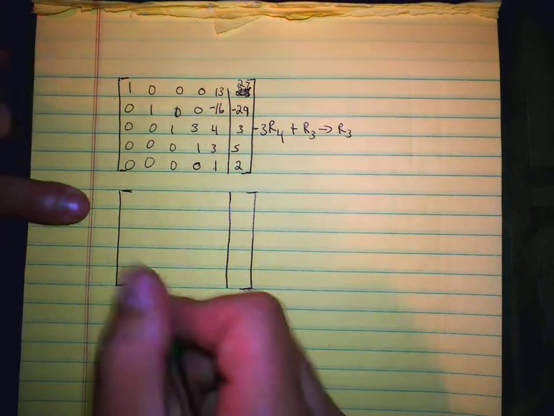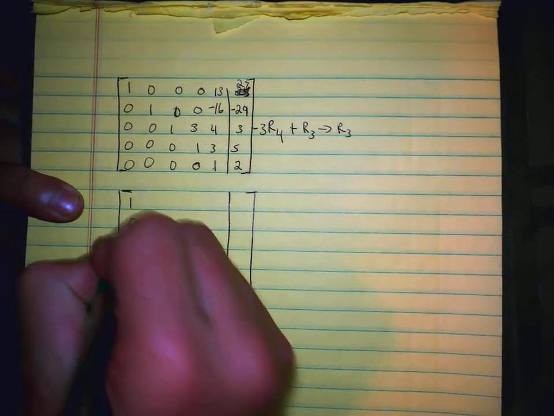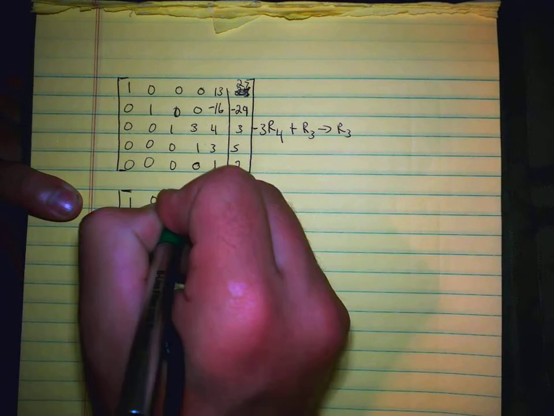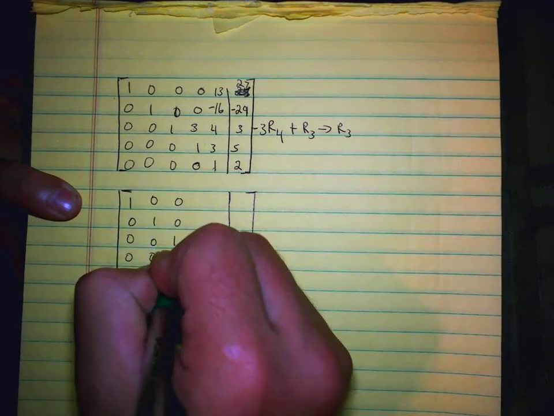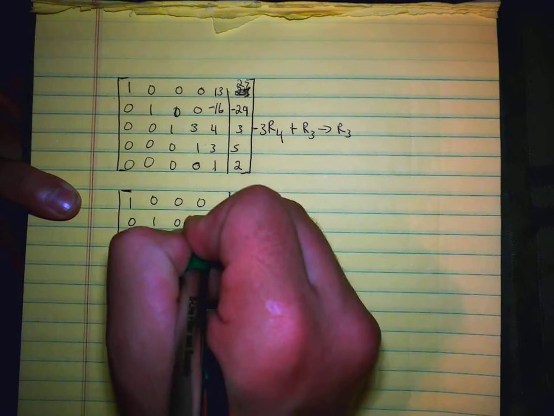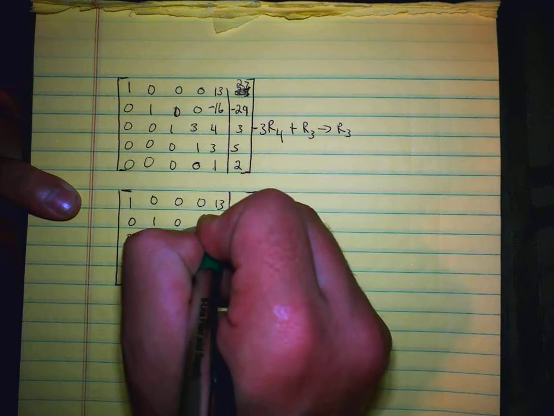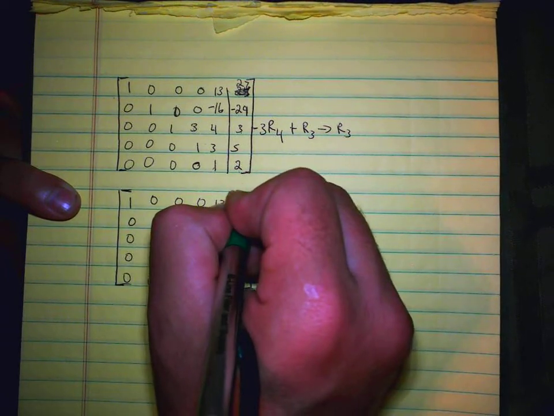Okay, so it's going to be 1, 0, 0, 0, 0, 0, 1, 0, 0, 0, 0, 0, 1, 0, 0, 0, 0. Okay, I'm going to go ahead and finish the first 2 rows because they are not going to change on this one.